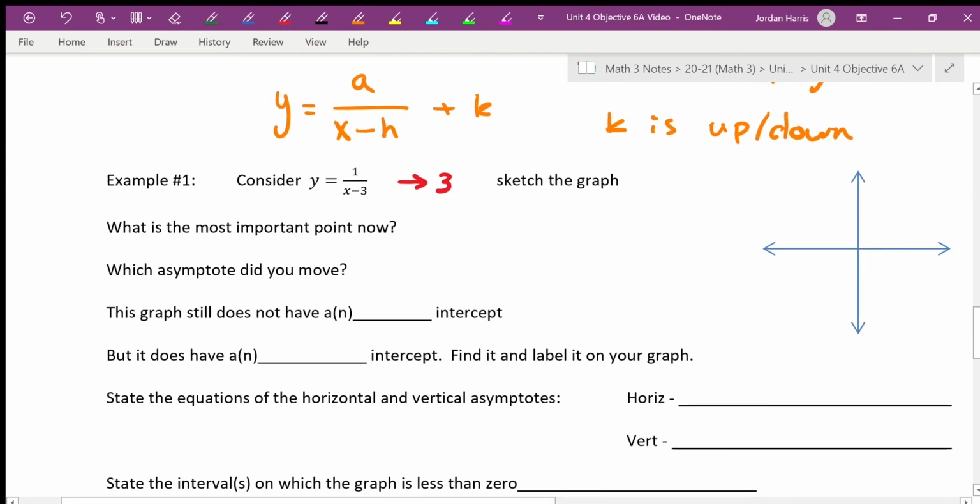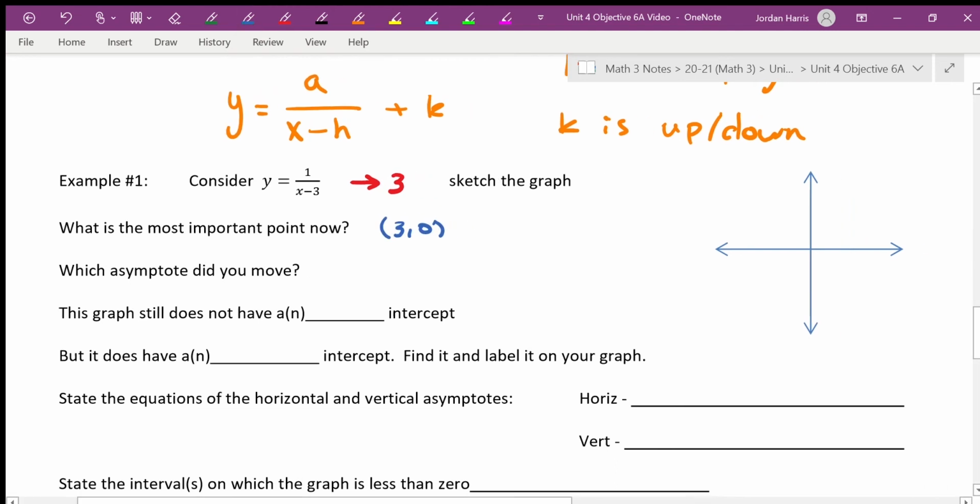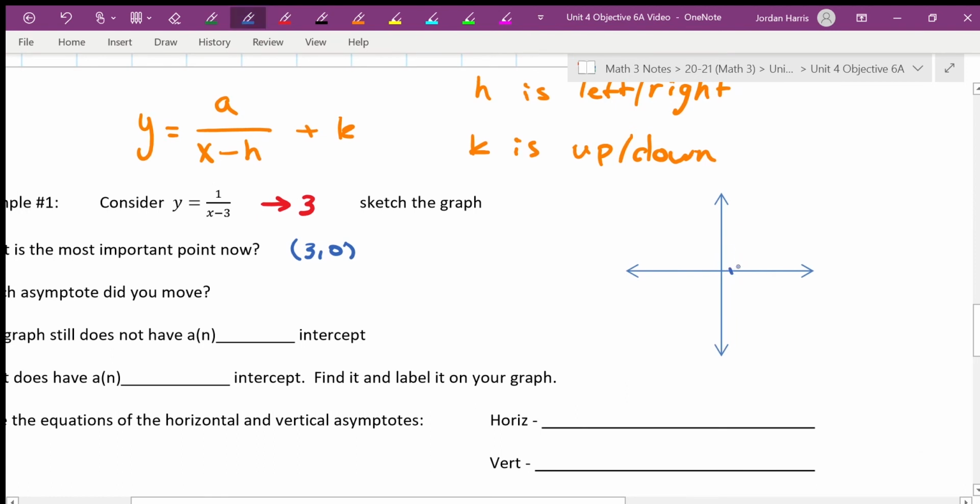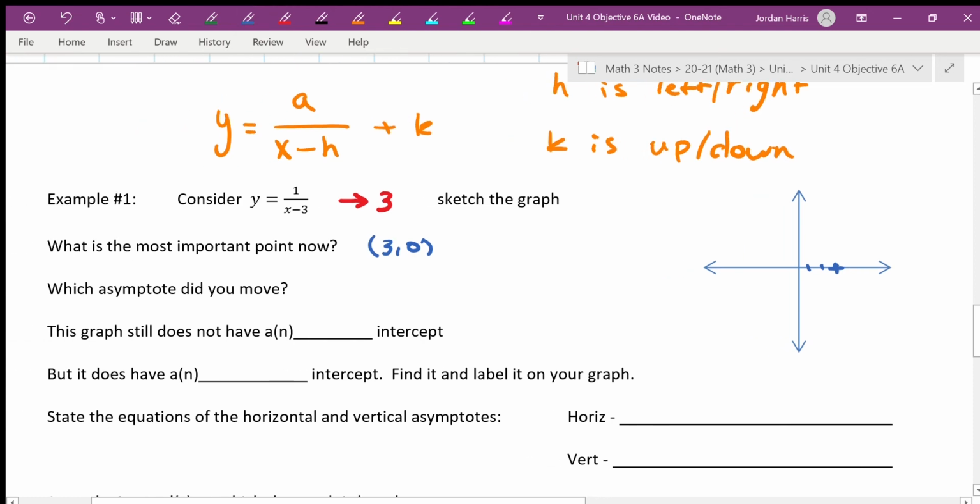Hopefully you know that. Okay, so if I took my key point of 0, 0, my MVP of 0, 0, and we shift it right 3, I'm at 3, 0. So I'll put that on the graph. 1, 2, 3. Now then, I'm not going to actually draw a point. I'm going to draw a plus sign. You'll see why. But that is my key point. Okay? That is where the asymptotes cross.